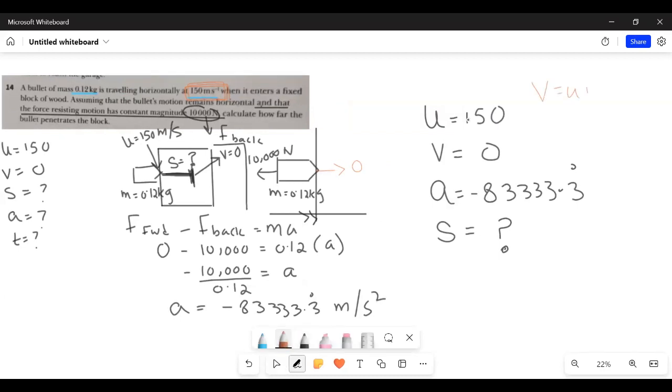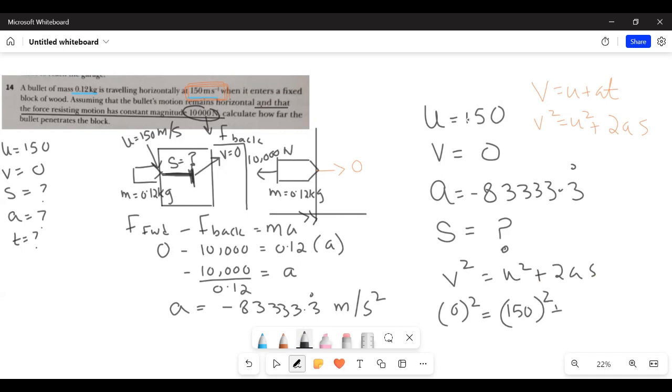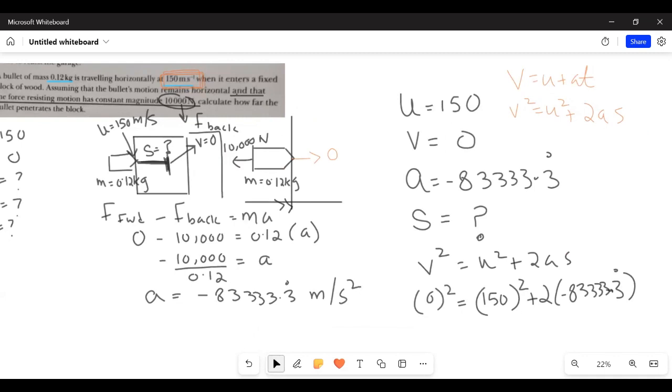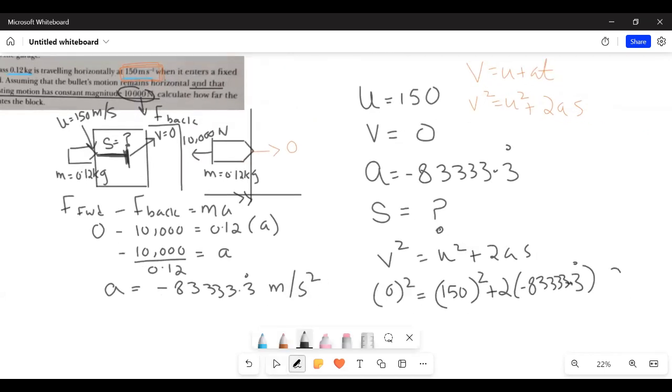v equals u plus at. v squared equals u squared plus 2as. Yes, this one. So 0 squared, let me write v squared equals u squared plus 2as. So 0 squared equals 150 squared plus 2 times minus 83333.3 recurring times s, which is what we have to find.